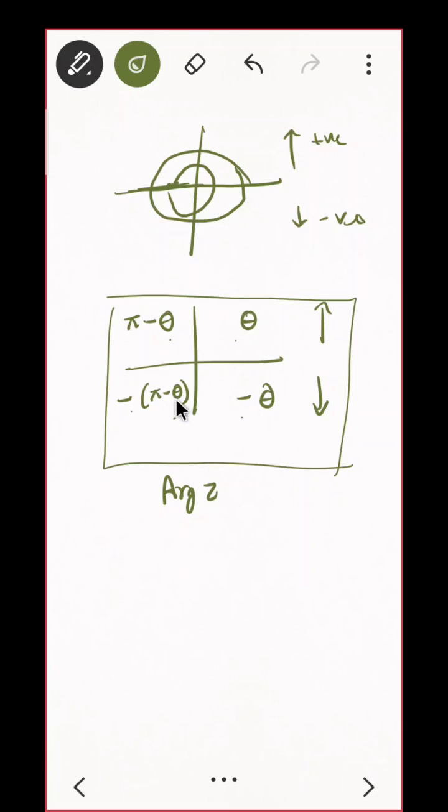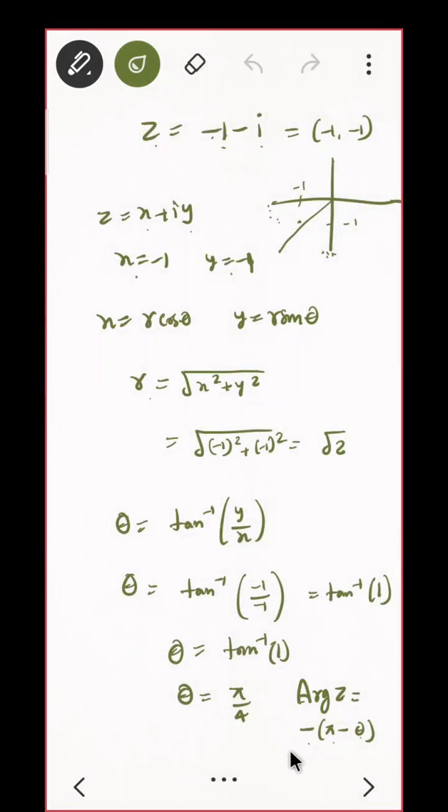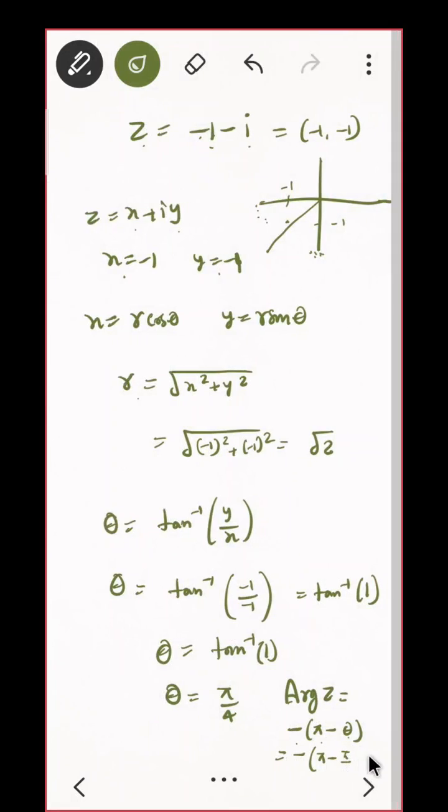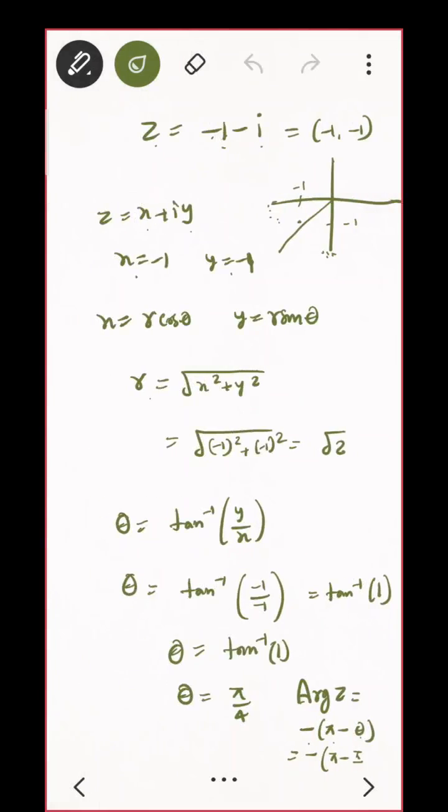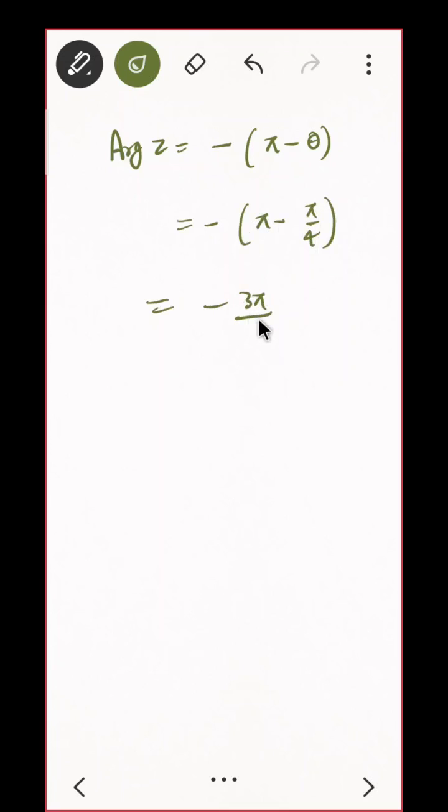Which theta is it? The value of theta in first quadrant, which we got as pi by 4. So you need to substitute here. So what will you get? It is minus of pi minus pi by 4. Right here, argument of z is equal to minus of pi minus theta. So it is minus of pi minus pi by 4. What is that? Minus 3 pi by 4, correct? So this is your capital argument of z.